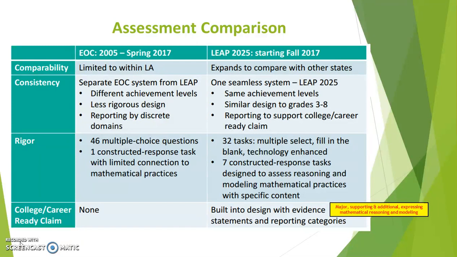Rigor. Our old end-of-course assessment had 46 multiple choice questions and one constructed response task with limited connection to mathematical practices. Our new LEAP 2025 has 32 tasks with multi-select, fill-in-the-blank, and technology-enhanced items. There are 7 constructed response tasks designed to assess reasoning and modeling mathematical practices with specific content. College and career readiness claims. Our old end-of-course assessment had none. But in our new LEAP 2025, it's built into the design with evidence statements and reporting categories.